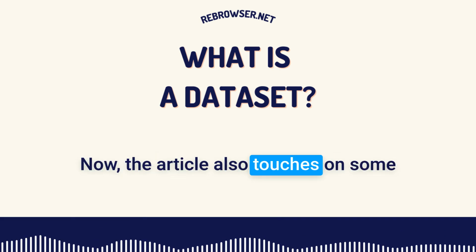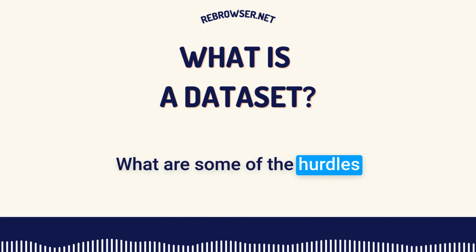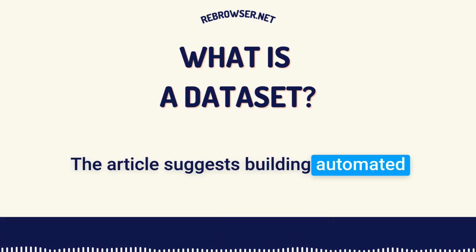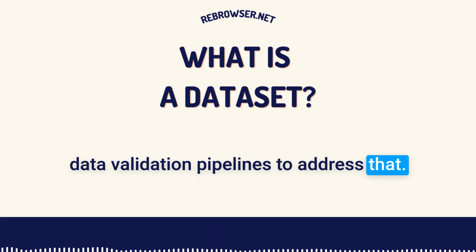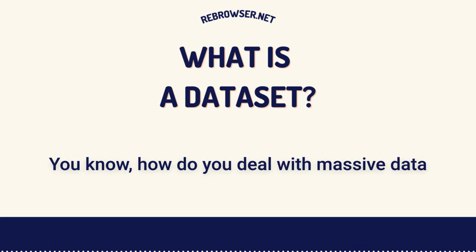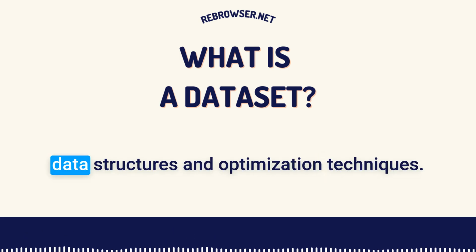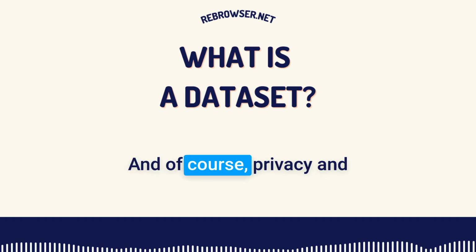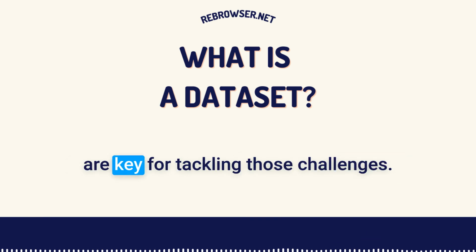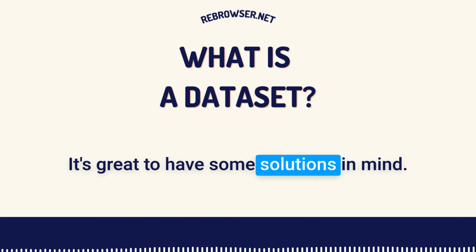Now, the article also touches on some common challenges when working with data sets and some potential solutions. What are some of the hurdles people typically face? Data quality issues are a big one. The article suggests building automated data validation pipelines to address that, which again ties back to that Python example we talked about earlier. Then there's the issue of scale. How do you deal with massive data sets and keep everything running smoothly? The article recommends using appropriate data structures and optimization techniques. And of course, privacy and security are always concerns. Data anonymization and access controls are key for tackling those challenges. Those are all very real practical issues. It's great to have some solutions in mind.